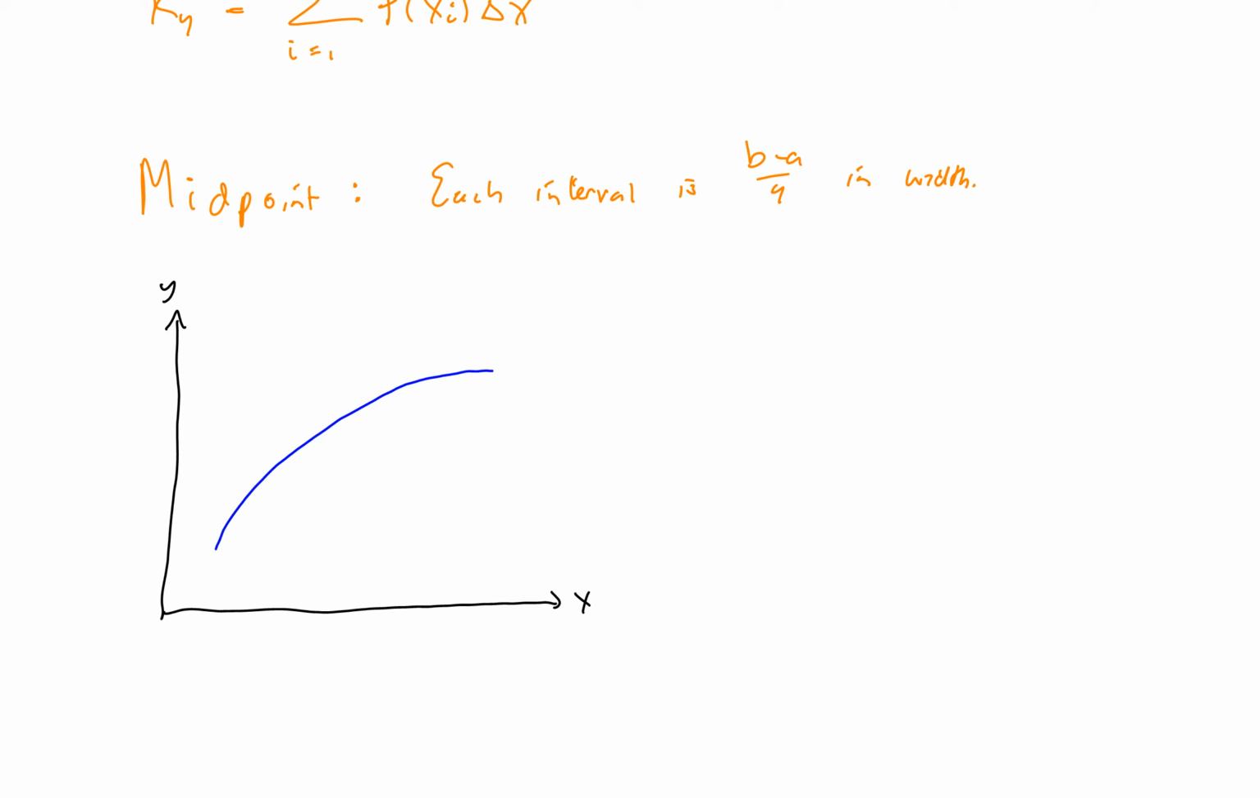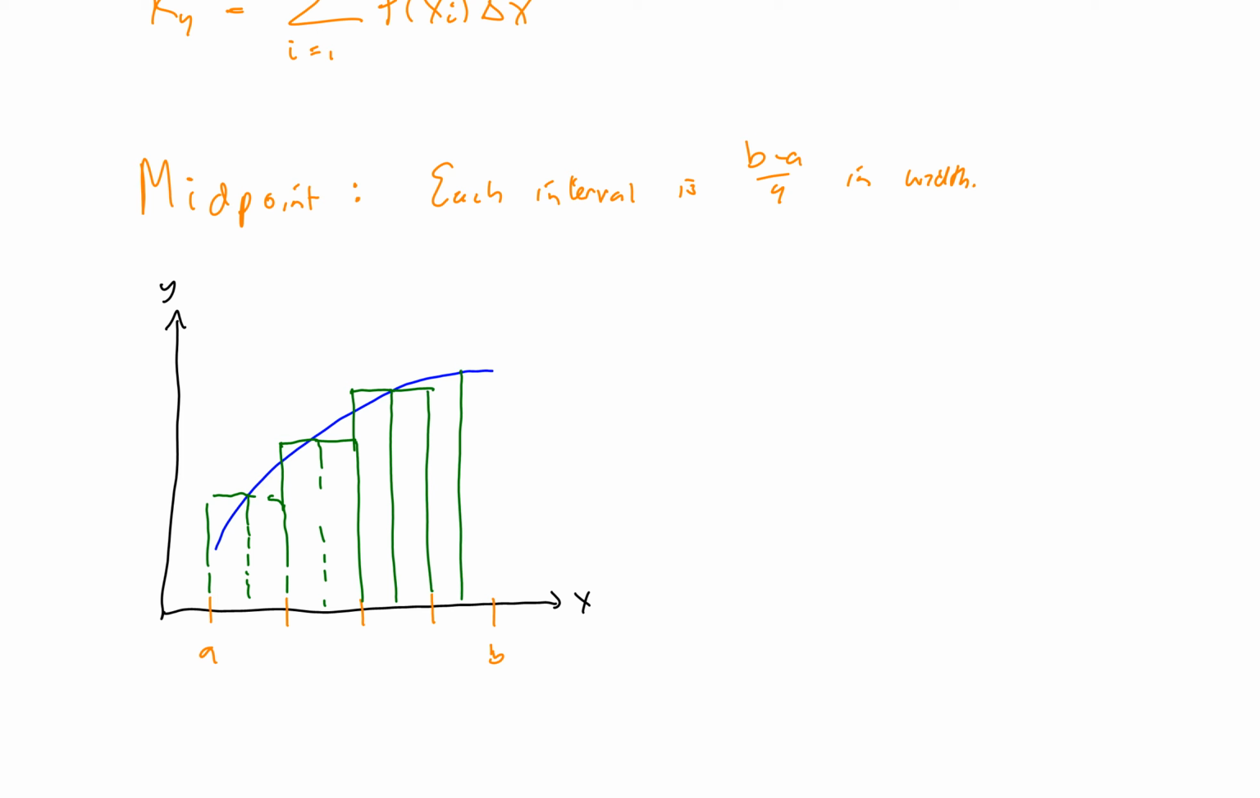Well, we break this up into 4 pieces again. But now, instead of looking at those endpoints, we want the midpoints. We would want to come to here and look at a rectangle like this. And you can see, even just looking at it, this gives a better approximation because we get some over and some under. So it should just be a better approximation. But now we need to figure out what these points are.